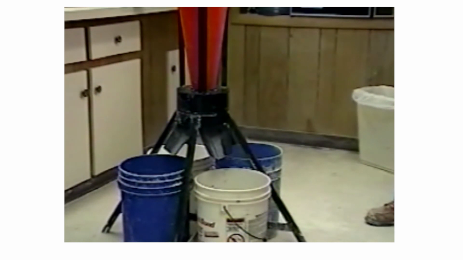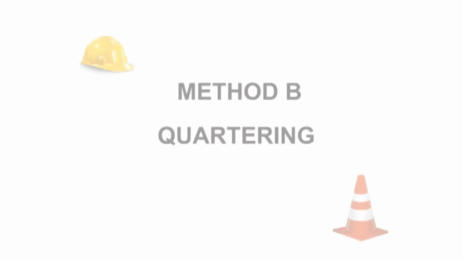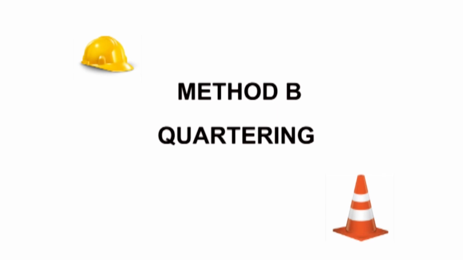Recombining buckets from opposite sides of the splitter, continue quartering to obtain the proper test sample size. Method B uses quartering of the sample until 1/4 of the material equals the testing size required.